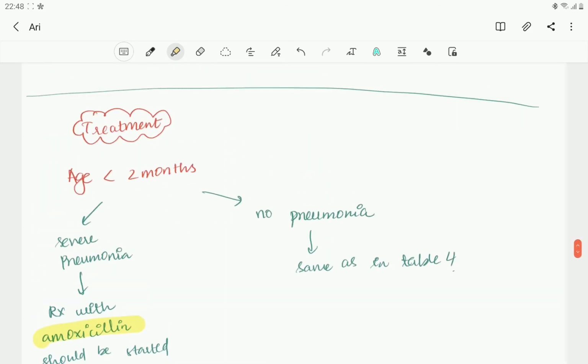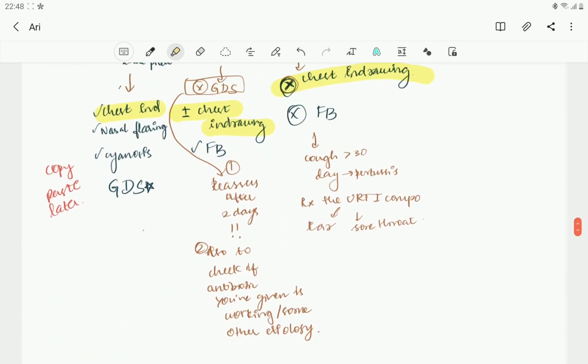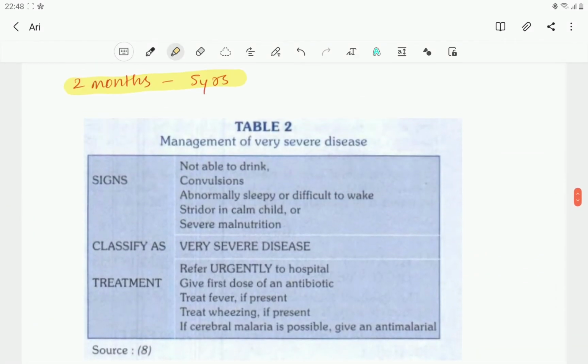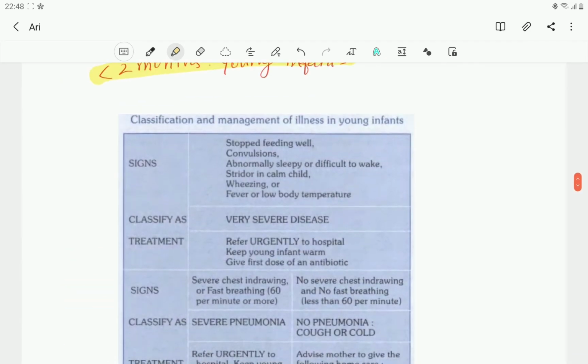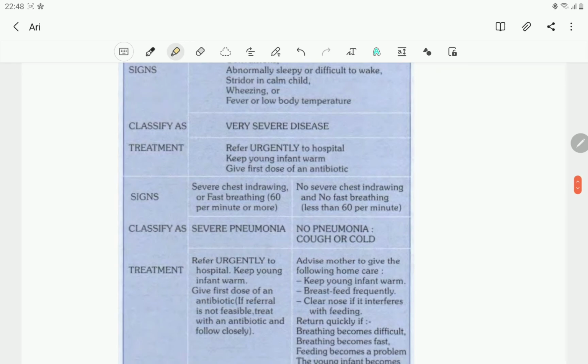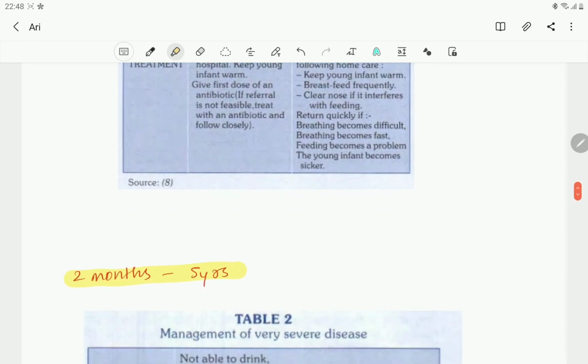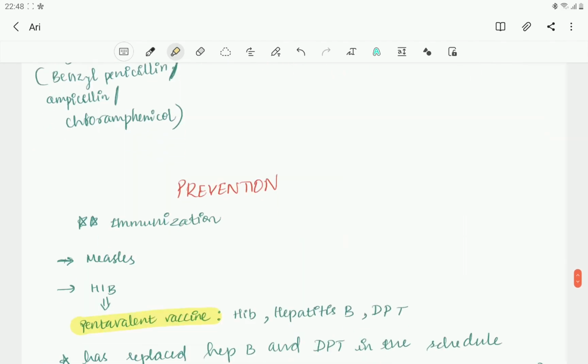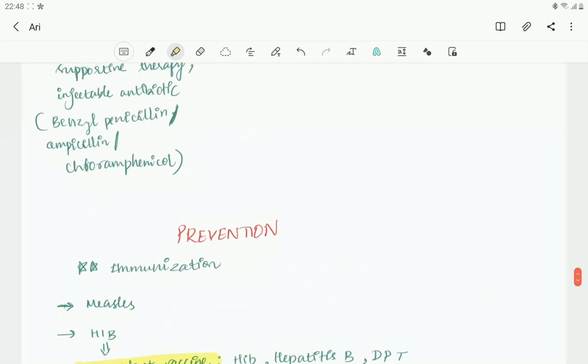The next thing is less than 2 months, and that is the same as it is in the book, because we'll just stick to that, no complications. So that is just very severe disease, severe pneumonia. Now notice that they have given it as two separate categories. Very severe disease is a separate category and severe pneumonia is a separate category, and no pneumonia. So for this, the management is simple.